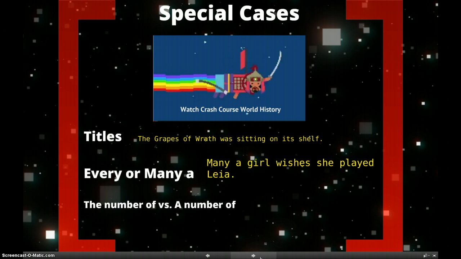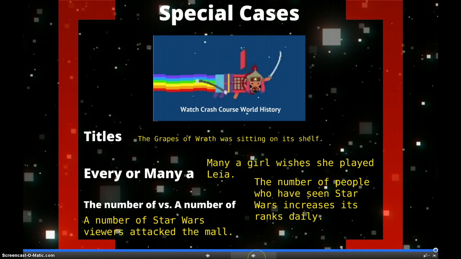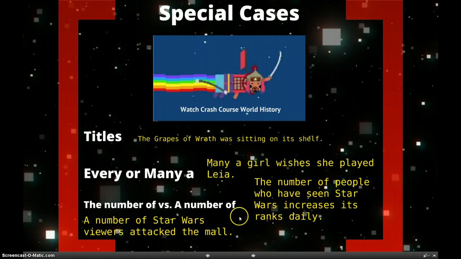Now the number of versus a number of. So the number of people who have seen Star Wars increases its ranks daily. The number of takes a singular pronoun because it's referring to a singular number. A number of refers to several different people or things. A number of Star Wars viewers attacked the mall. Now this one doesn't have a pronoun, but you can see that a number of is going to be plural, and the number of is going to be singular, so it's going to need a singular pronoun.